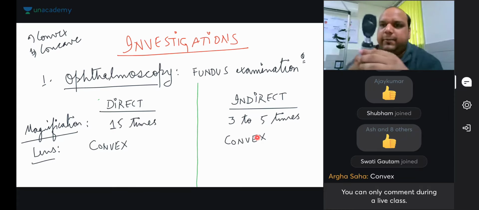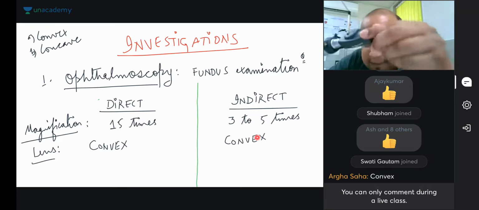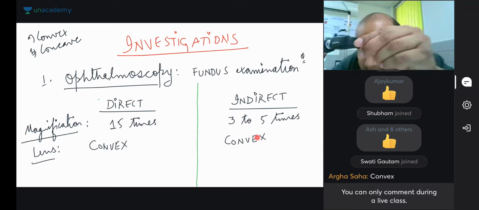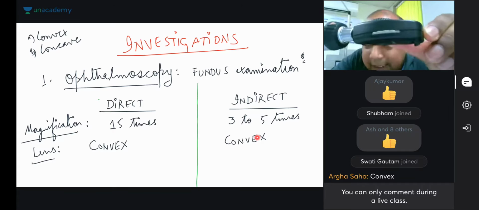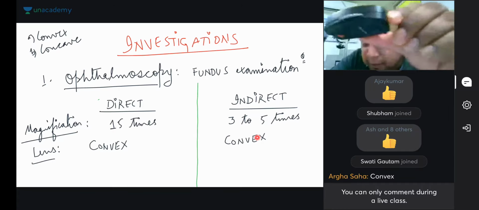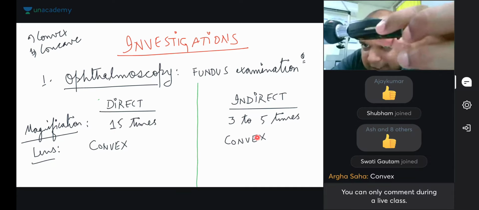Now, if you've seen the instrument, everybody, again, see this instrument carefully. This direct ophthalmoscope has a lens fitted here. The power of the lens can be rotated from this lever. I can change the power of the lens. So there is a lens already fitted in this. The power of the lens can change from plus to minus to whatever.